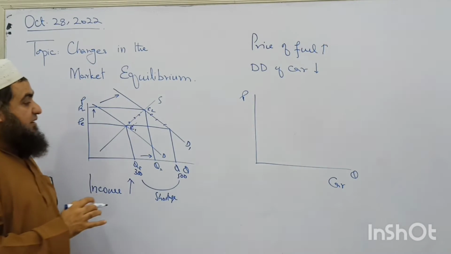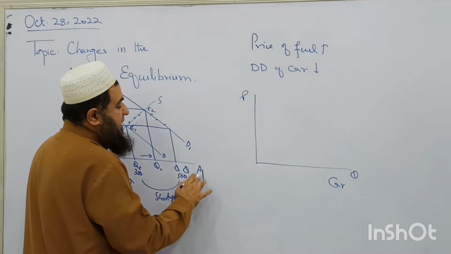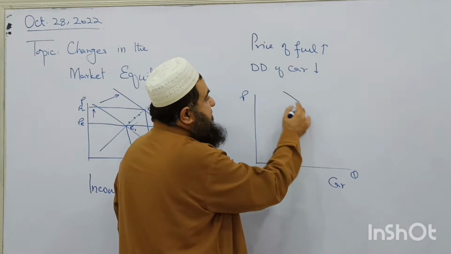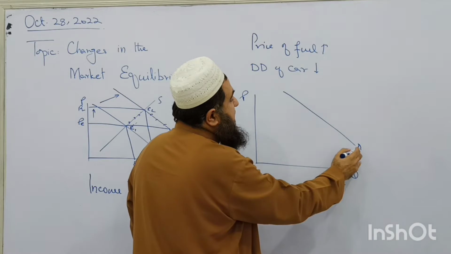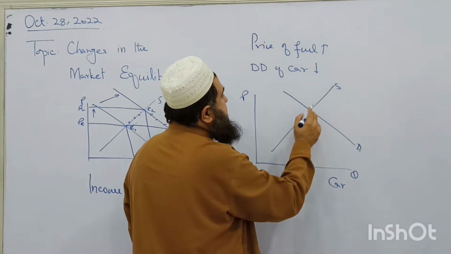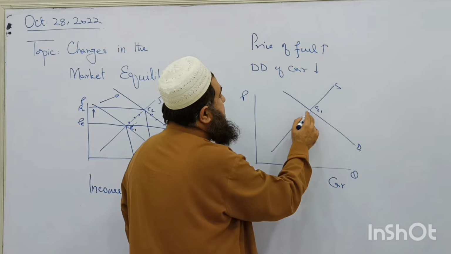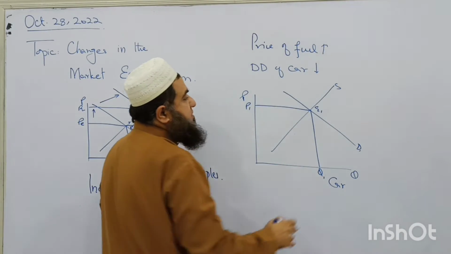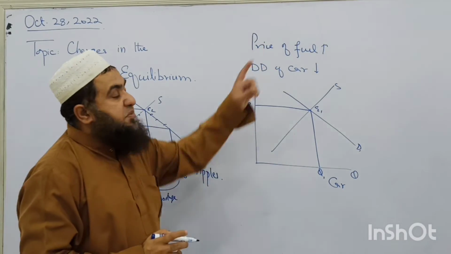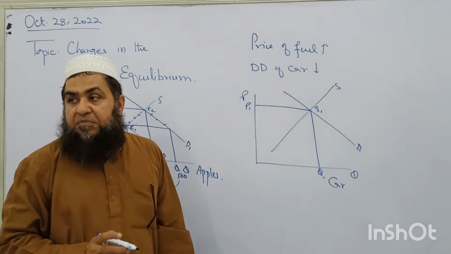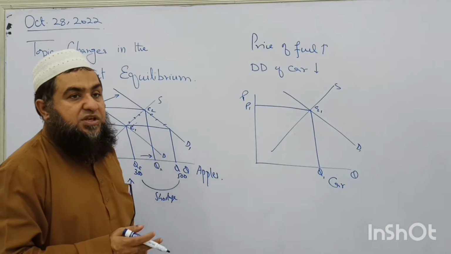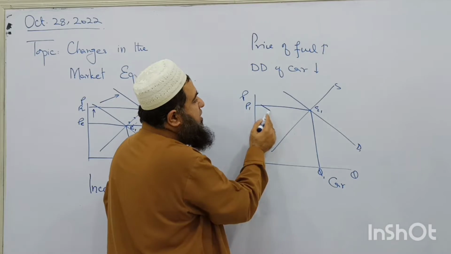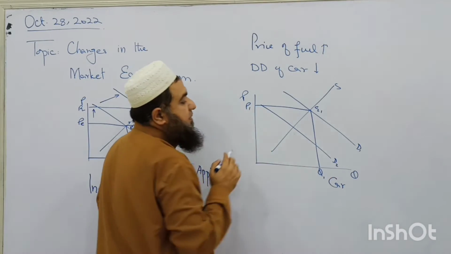Here we said this is the market of cars. If fuel is becoming expensive, this is the supply of cars. Now see, the market is cleared at this point. So when fuel is becoming expensive, because it is jointly consumed with the use of a car, the fuel price is causing the demand for cars to shift downward.